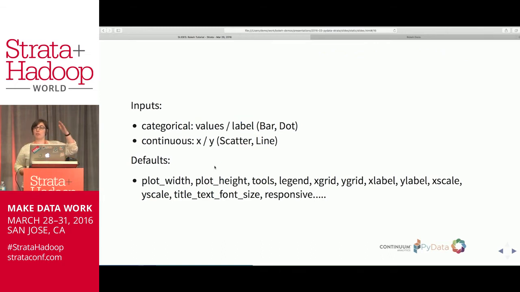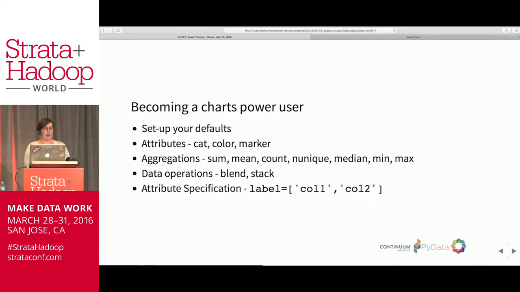In terms of the defaults that you maybe want to set up for your whole notebook, as we discussed, pretty much anything you can think of you can set up as a default. So I encourage you to play with that. Becoming a power user means really digging into the attributes, cat, color, marker, that I showed a little bit of. The aggregations that I mentioned, these are the ones we have available: sum, mean, count, number of unique, median, min, max.